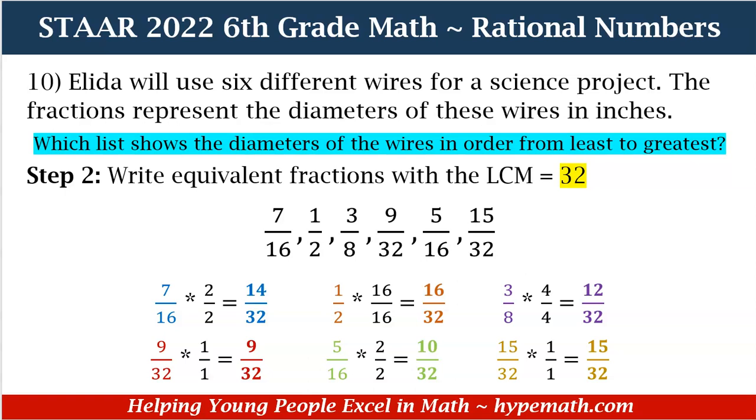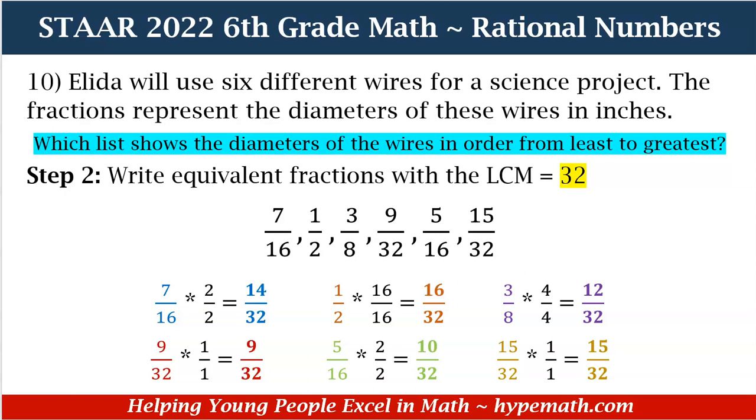3 times 4 is equal to 12. And 8 times 4, now we're in our denominator, 8 times 4 is equal to 32. So the equivalent fraction of 3/8 is 12 over 32.